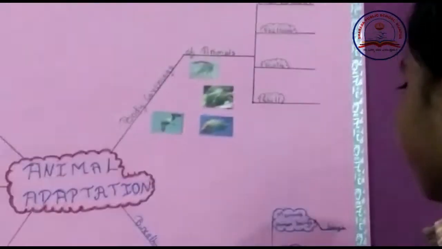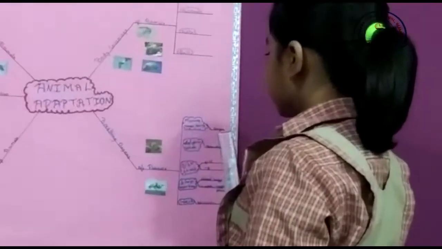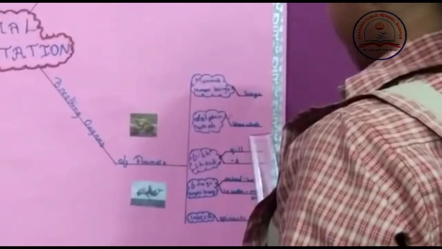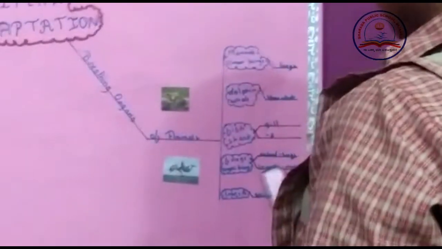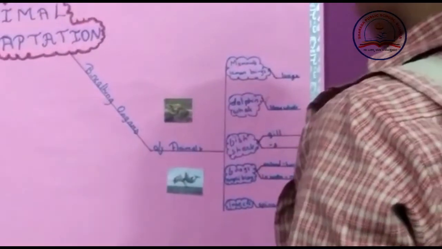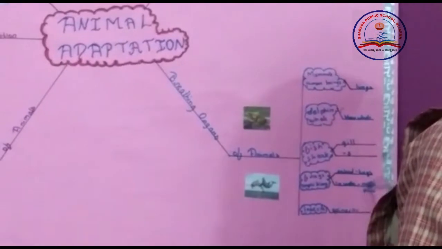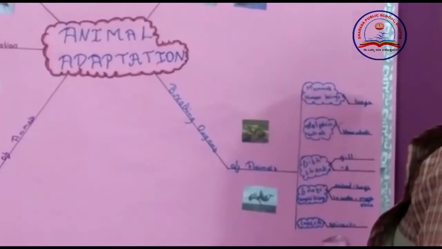Breathing organs of animals. Mammals and human beings breathe through lungs. Dolphins and whales breathe through blowholes. Fish and sharks breathe through gills. Frogs and other amphibians breathe through lungs and moist skin. On land, they breathe through lungs, and in water, they breathe through moist skin. Insects breathe through spiracles.